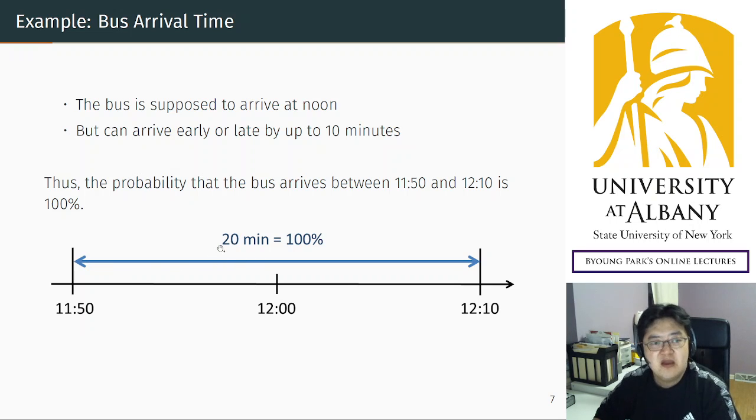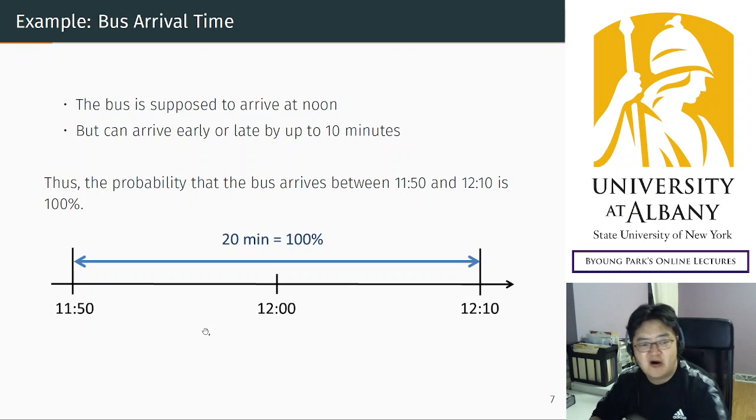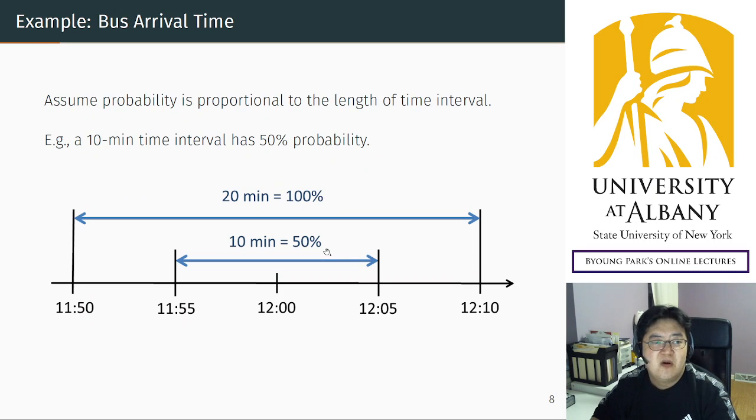And then here just think about this approach. I will give you another idea to define and describe the probability. So I just said a 20-minute window gives 100%. Then one simple way to describe the probability is to assume that the probability is proportional to the length of the time interval, right? So a 20-minute window gives 100%. Then it would be nice if a 10-minute window gives half of that.